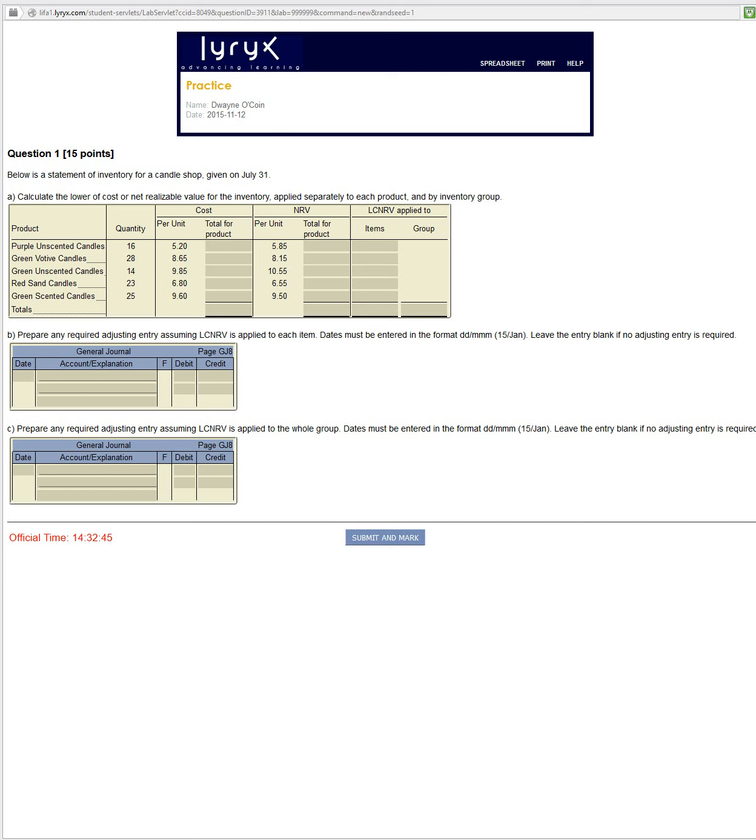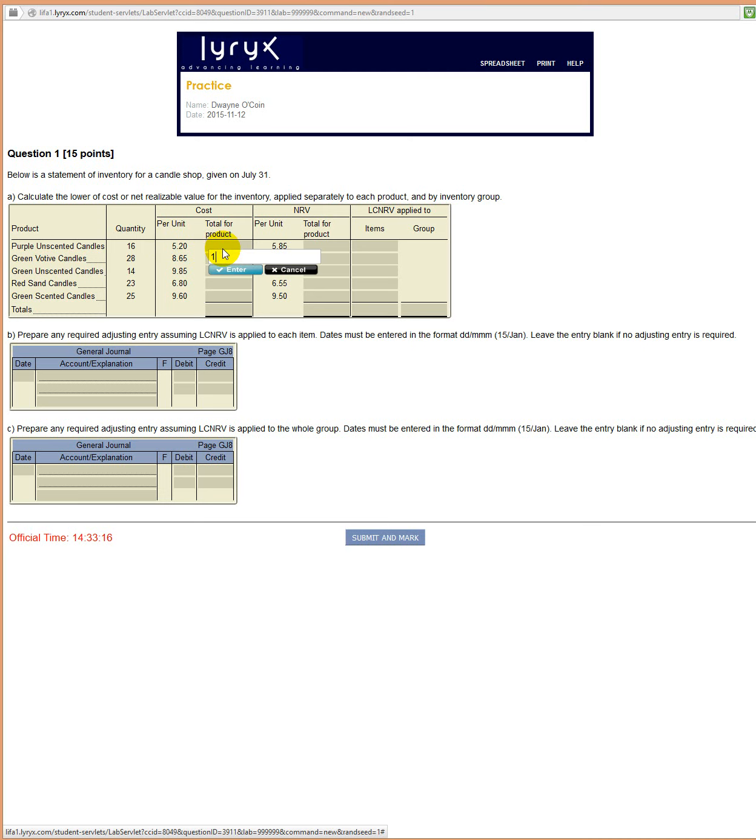So the first thing we need to do is calculate the cost for each of these products. We have 4 or 5 different kinds of candles, and we're going to calculate the cost in total. We'll calculate the net realizable value in total, and then we'll compare the cost to the net realizable value, and we'll take the lower of the two, which isn't that challenging a concept, but you kind of have to work your way through in correct order. So let's go over here and calculate our totals.